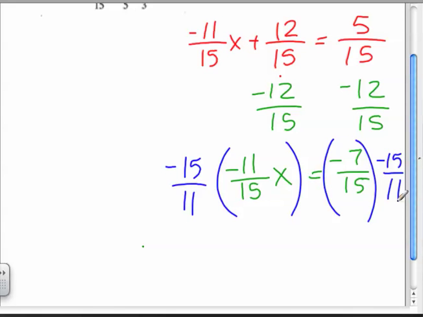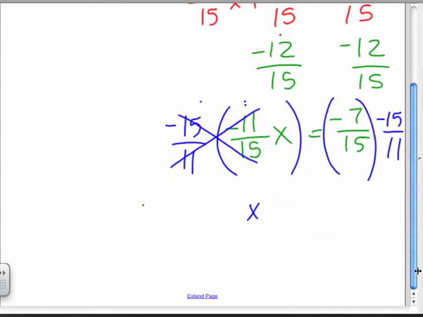Well, isn't that nice? Okay, what happens on the left side where the x is, Fritz? The x stays. What happens with these two fractions? They get multiplied. Okay, they cancel out, don't they? And it just leaves me with x. X equals, well, what do I get on the right side?